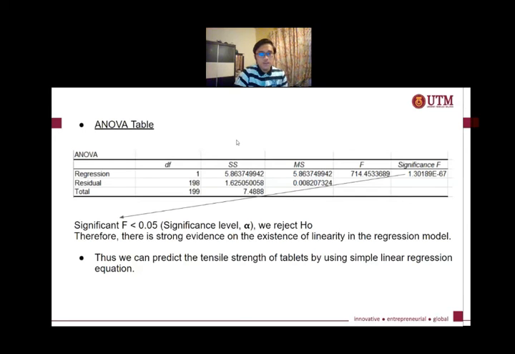So from here, we have successfully proved that the tensile strength and the relative density are linear. There's a linear relationship between them, and thus we can predict the tensile strength of tablets by using the simple linear regression equation.